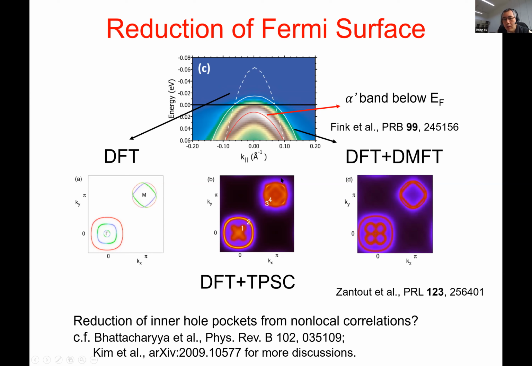However, if they apply this non-local electron correlation effect using the TPSC method, then they see the reduction of all the electron and hole pockets, and the inner pockets become reduced. So this raises a very interesting question: whether one really needs these non-local electron correlation effects to see this reduction of the Fermi surface.